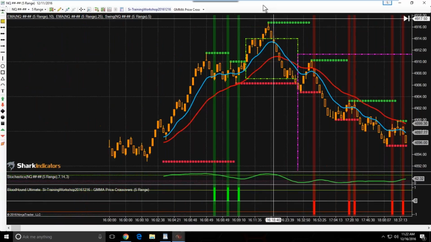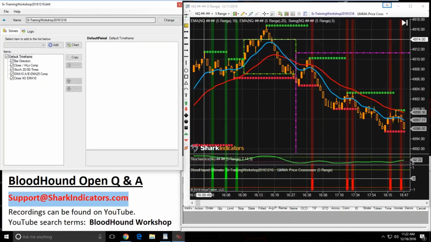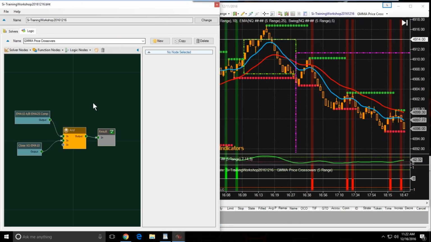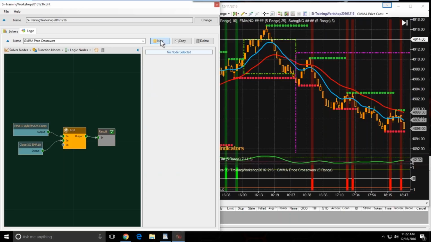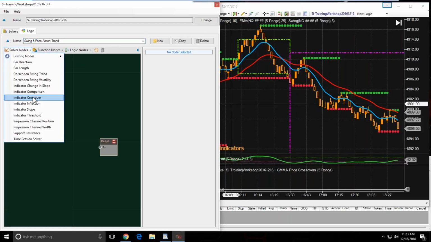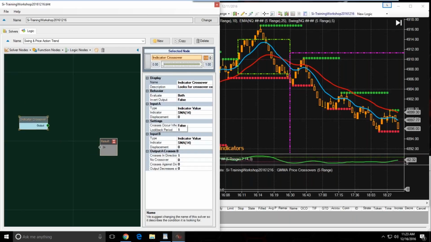All right, so let's see. Let's start back here. And let's get into logic template. All right, I'm going to start with a new logic template. And let's call this swing and price action trend. So let's see, the first thing I'm going to look for is I'm going to start with a crossover.